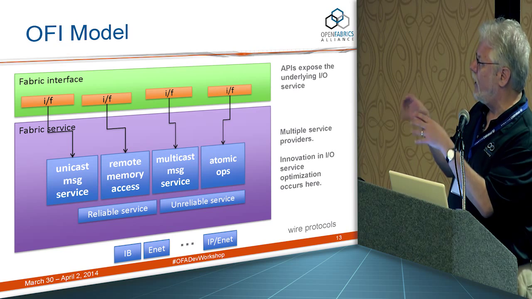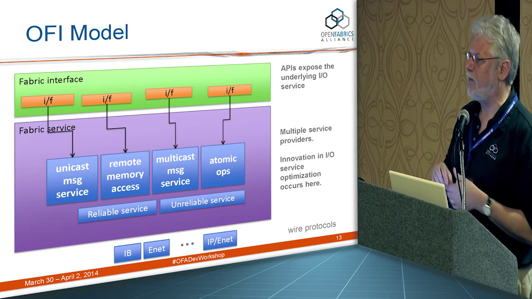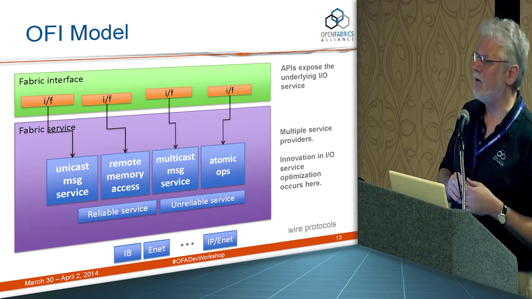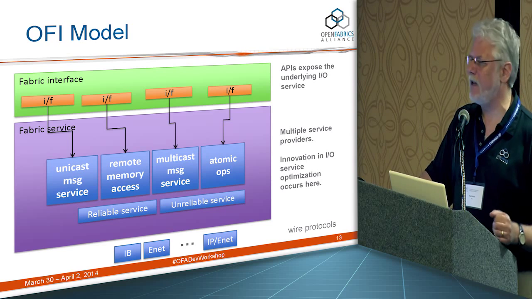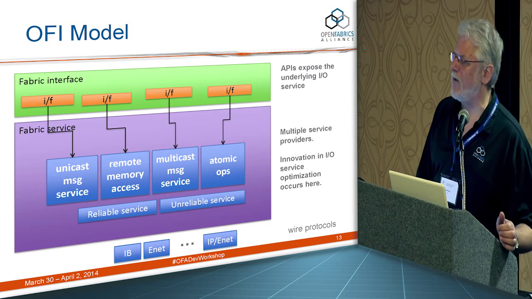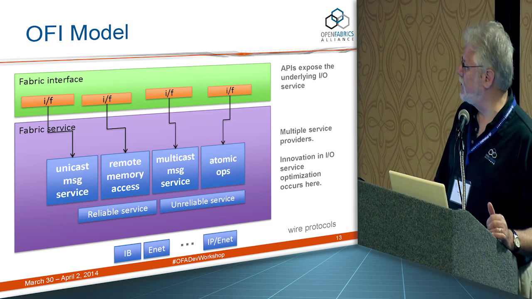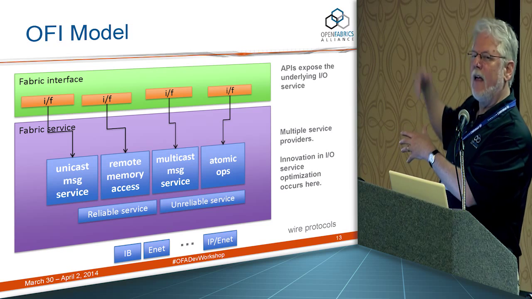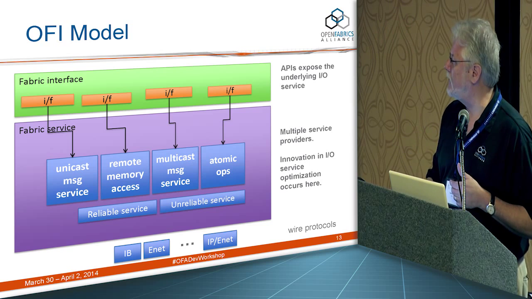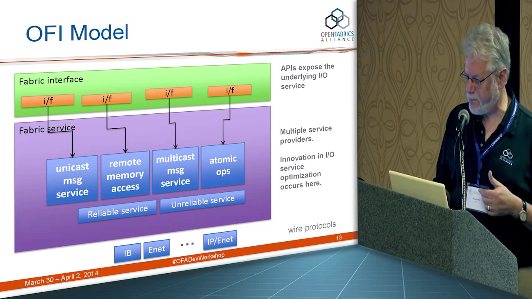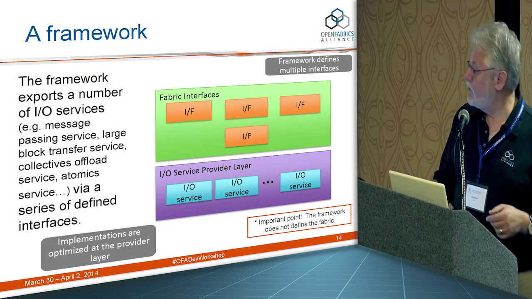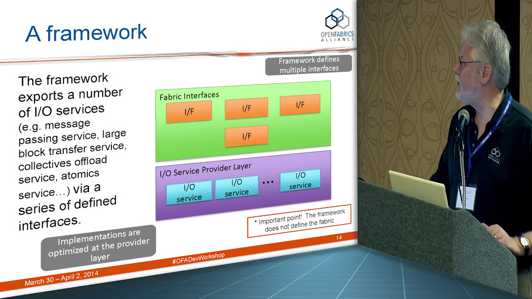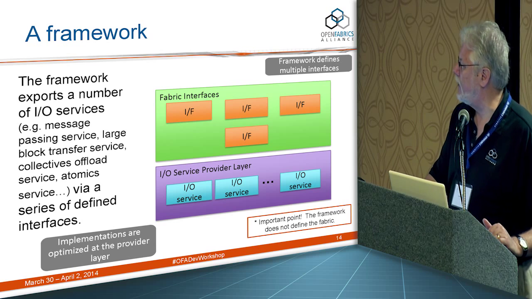It consists of these two large pieces: the so-called fabric interface part, shown in the green box there, which is what we spent most of our time on to date, and then the fabric provider layer down below, which is some combination of hardware and software that provides the I/O services that are defined by the set of APIs in the fabric interface layer. So this whole idea of a framework exposes a number of I/O services, and I listed them there, what they might be.